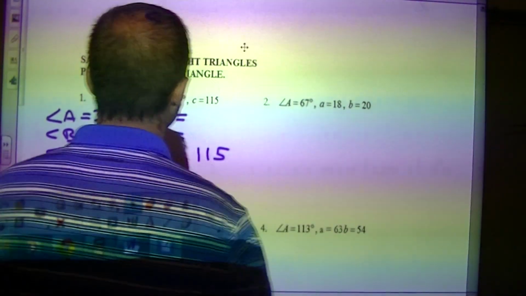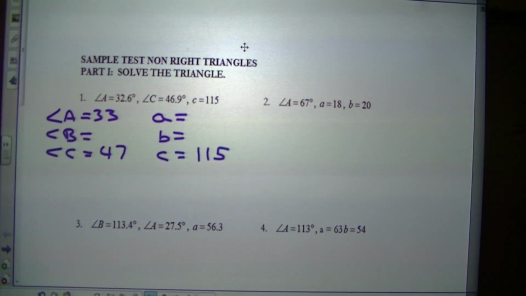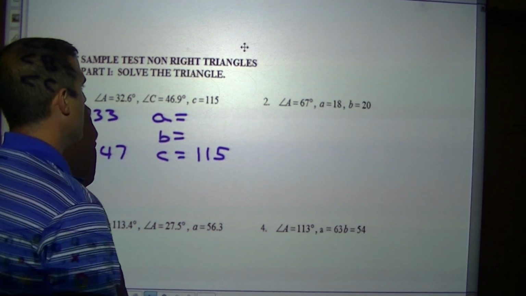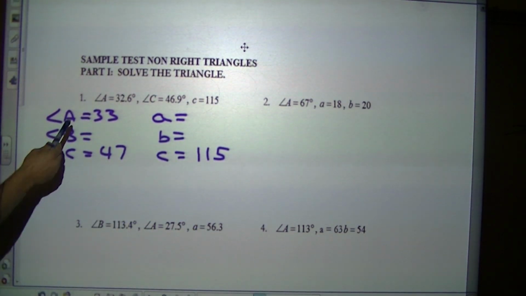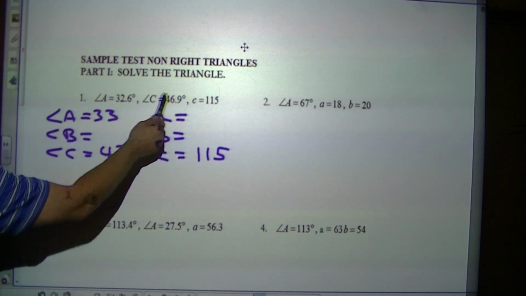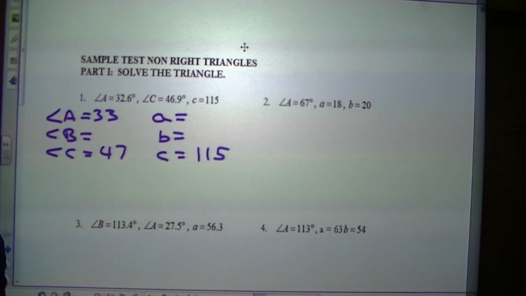Okay, this is going to be the final review for trigs. It's going to be law of sines, law of cosines, and area. All these are solve the triangle. All right, so I've been given two angles. I rounded them, 33, 47, and I've got that.